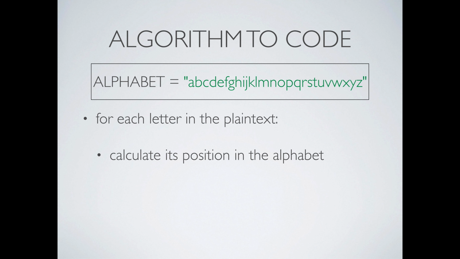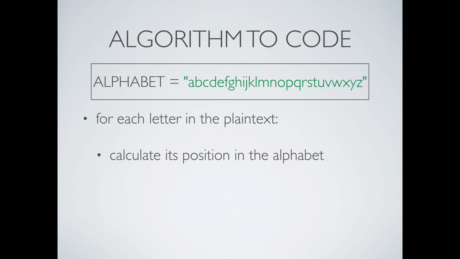Alright, so again, just to review, we have this global constant at the very beginning, this alphabet string, and then we do this for loop that we just talked about for each letter in the plain text. The first step that we do with each individual letter is we calculate its position in the alphabet. So again, we're going through each letter in the plain text. We do a couple of steps to figure out the corresponding letter in the ciphertext. The first step for each letter is to find its position in the alphabet.